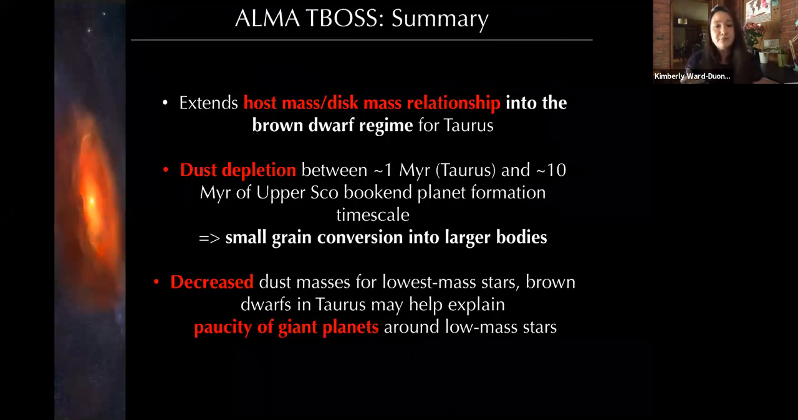So in summary, this work has really started to extend the host mass-disk mass relationship into the brown dwarf regime for Taurus, giving us some sense of how dust depletes, potentially the conversion of small millimeter-sized grains into larger planetesimals. And the fact that we don't see that much dust around the lowest mass stars and brown dwarfs might actually help explain the fact that we have a really hard time detecting giant planets around low mass stars, and maybe the answer is they just can't really form them in the first place.